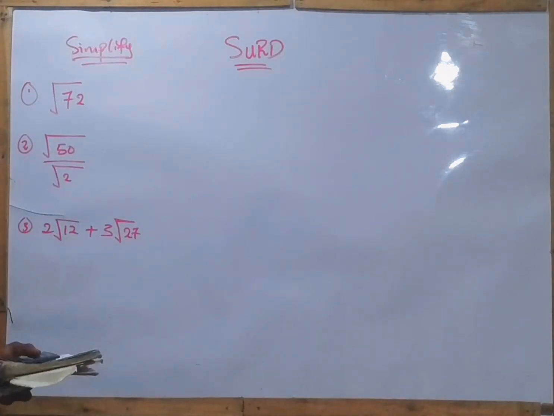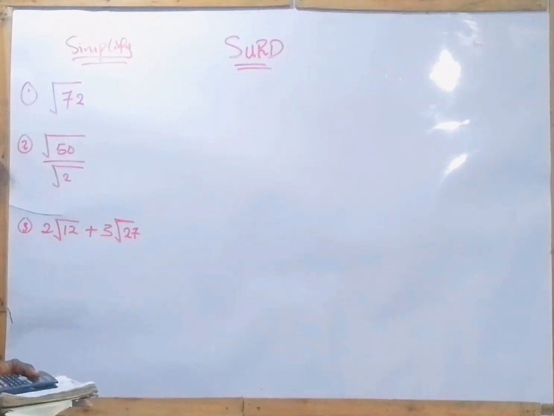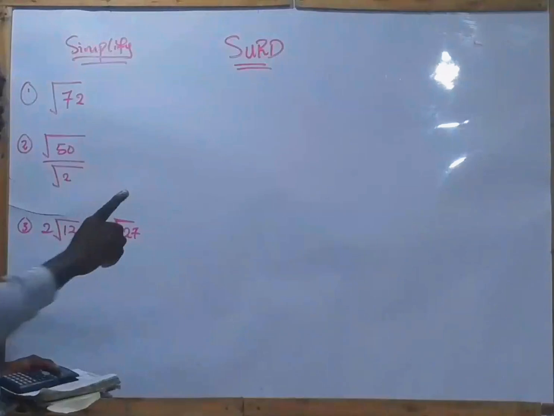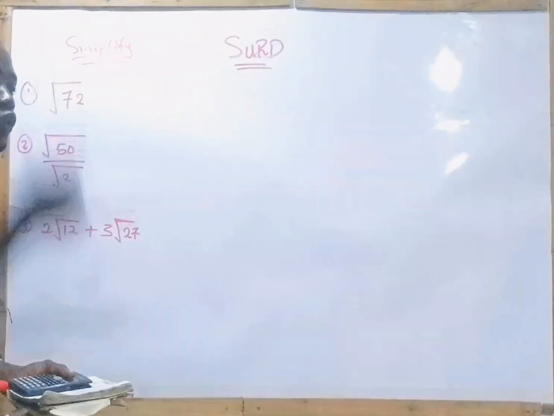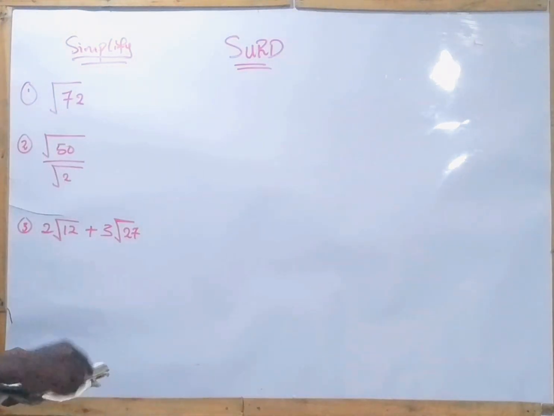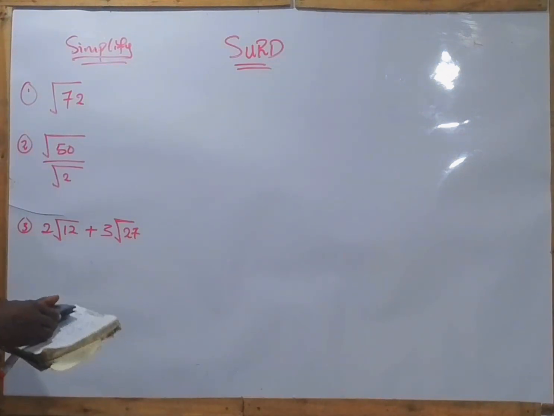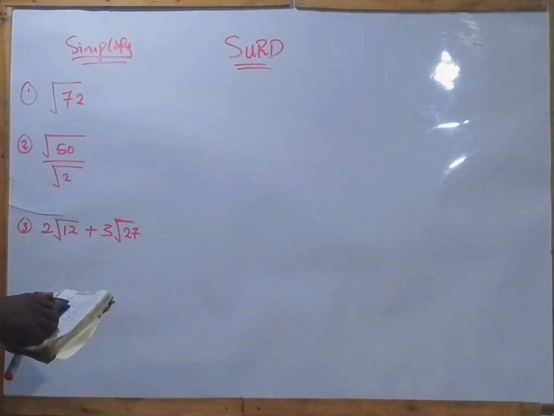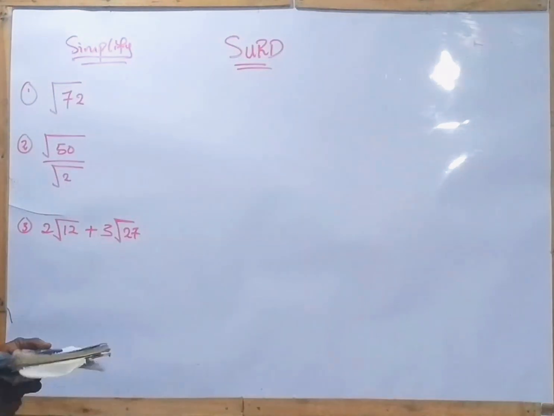The first thing which I told you is that you divide by 2 first. When you divide by 2, if you square that number, it will give you a perfect number. 72 divided by 2 will give you 36. When you have the square root of 36, you have 6. So this is how it works.